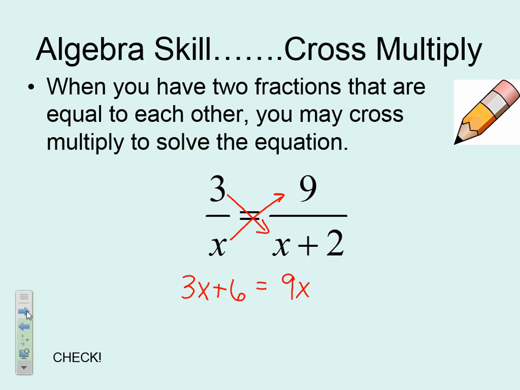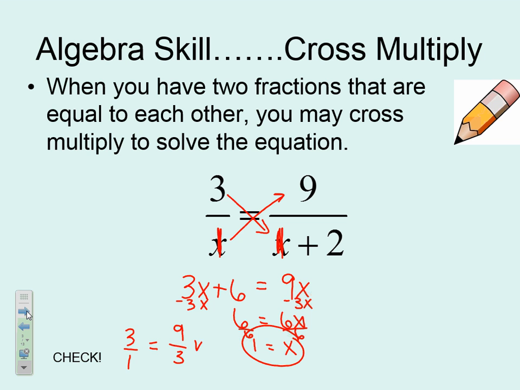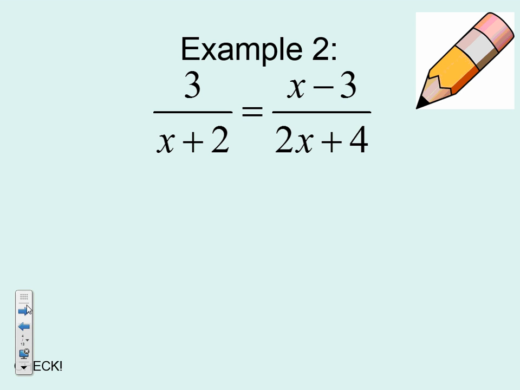So notice I have x's on both sides. We're going to go ahead and move those x's together here. I'm going to subtract 3x, subtract 3x. So I'd have 6 equals 6x. Divide by 6. X is 1. So if we wanted to check it, we'd put that 1 here, put that 1 here, and we would see that we have 3 over 1 equal to 9 over 3. That's what that would work out to be, and yeah, 3 over 1 is the same as 9 over 3. So it checks. This idea of cross multiplying is very helpful when we're solving equations that have fractions involved.